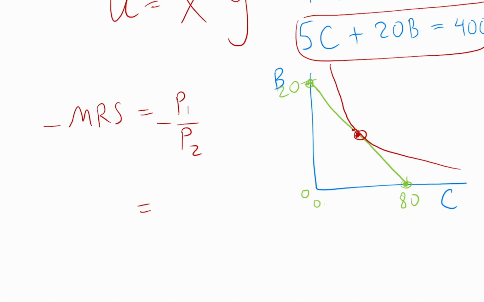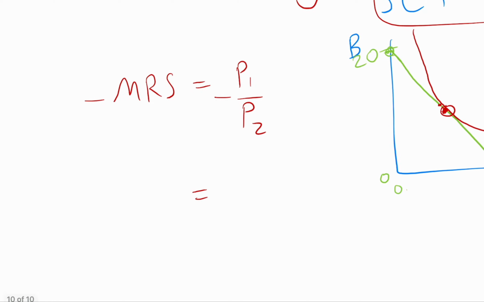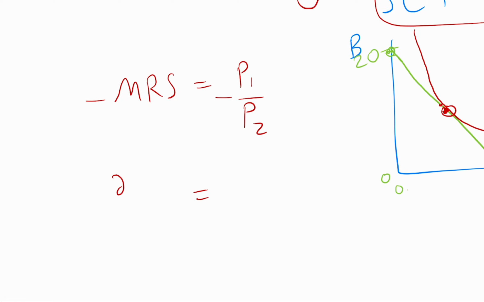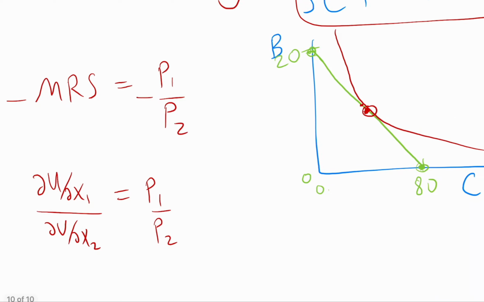The MRS, the slope of this red indifference curve, is always going to be the derivative of utility with respect to good 1 divided by the derivative of utility with respect to good 2. And again, I'm just going to ignore the negative sign because you could drop it from the right-hand side as well. So that ratio, which is the MRS, needs to equal the price ratio P1 over P2.